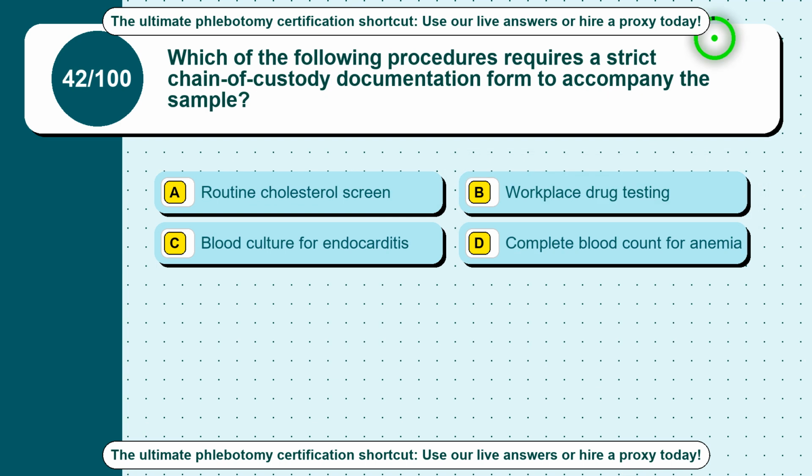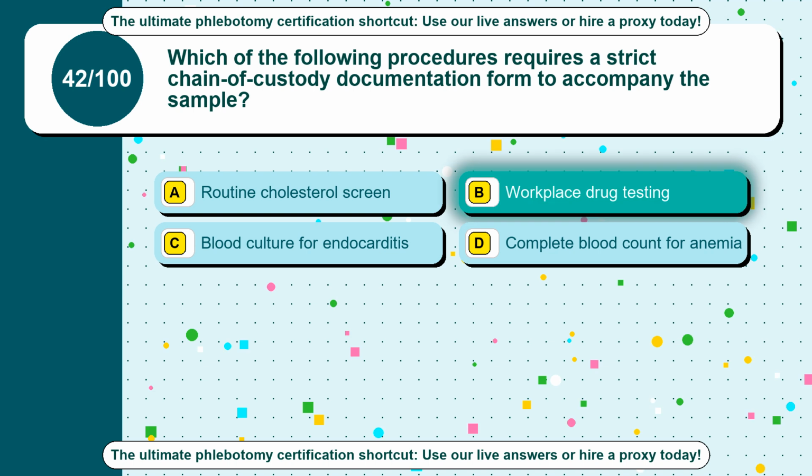Question 42. Which of the following procedures requires a strict chain of custody documentation form to accompany the sample? Option A, routine cholesterol screen. Option B, workplace drug testing. Option C, blood culture for endocarditis. Option D, complete blood count for anemia. The correct answer is option B, workplace drug testing.